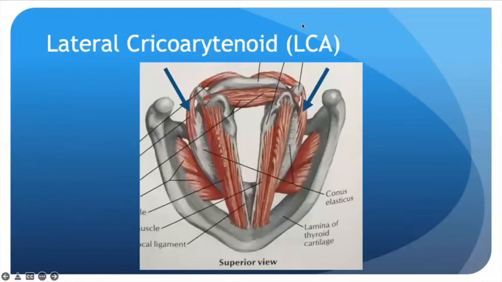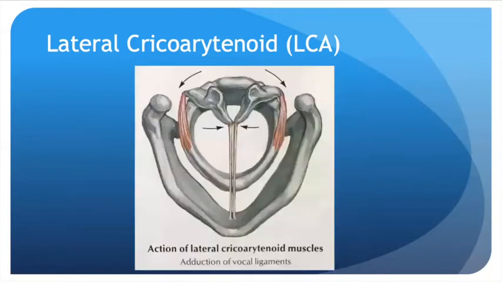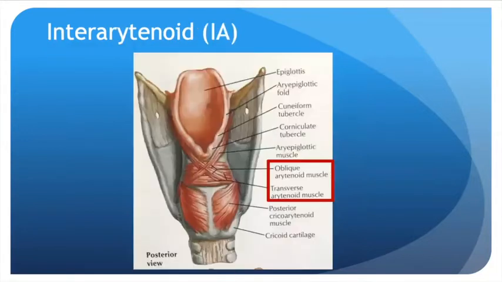Then we have the lateral cricoarytenoids back here, lateral to the muscular process of the arytenoid. When these contract, they cause adduction of the vocal folds. So you can see the motion here. When these contract, the vocal fold processes come together at midline, closing off the airway, adducting the vocal folds.